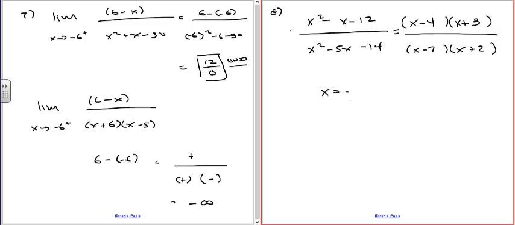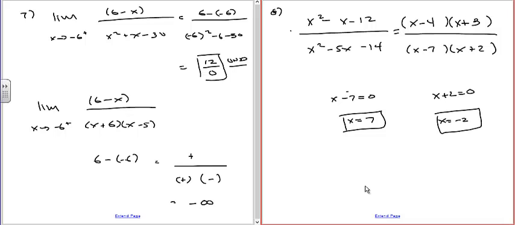So you set both parts equal to 0 in the denominator. So you get a line x equals 7. That's the vertical asymptote. Here you get x plus 2 equals 0. So you get x equals negative 2, which is the other vertical asymptote.